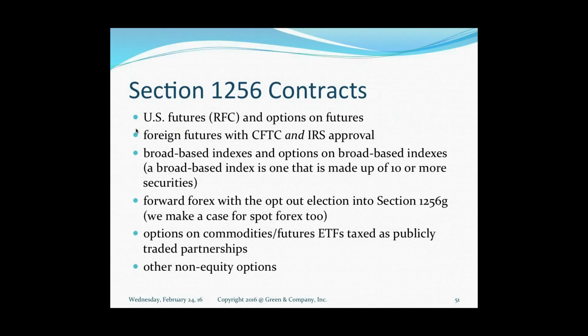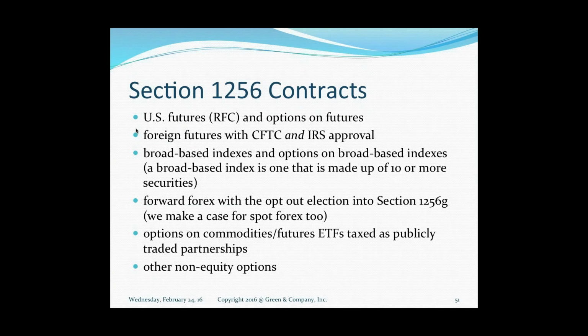Now, the 1256 contracts include the regulated futures contracts on U.S. exchanges, some foreign futures if they have CFTC and IRS approval for 60/40. Most don't. In our guidance site, we tell you which exchanges have it, like DAX. The broad-based indexes, the E-minis. The options on the broad-based indexes. So it's made up of 10 or more. So if it says S&P 500, NASDAQ 100, Russell 2000, that's all 10 or more. That's all broad-based. That's 1256.